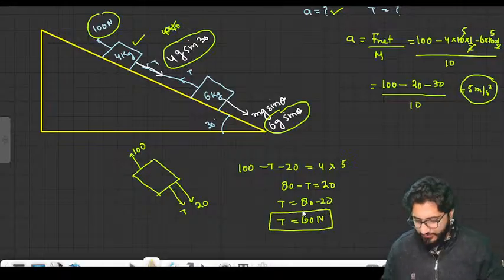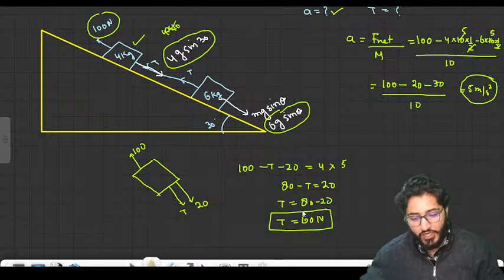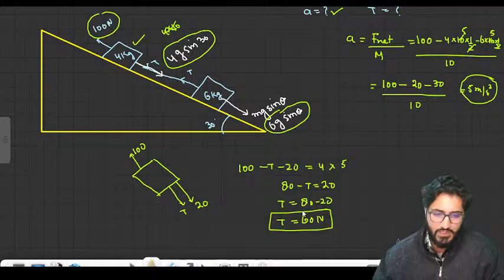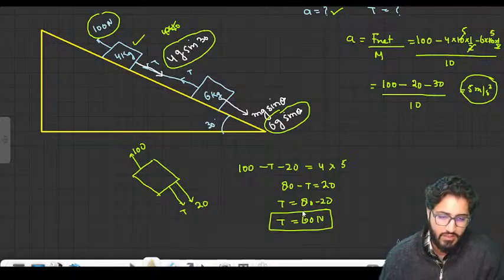Easy or super easy? No, tension is 60, not 80. Tension is 60, not 80, beta. Done?